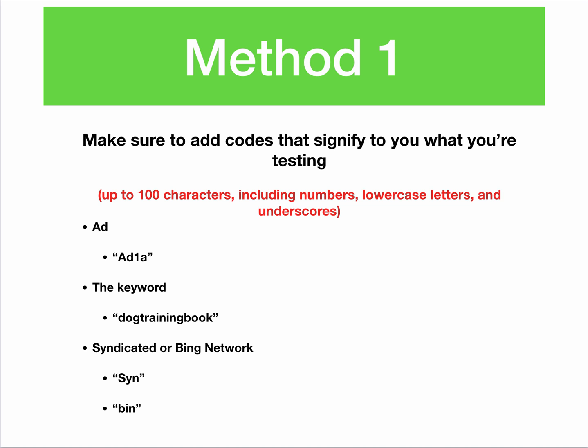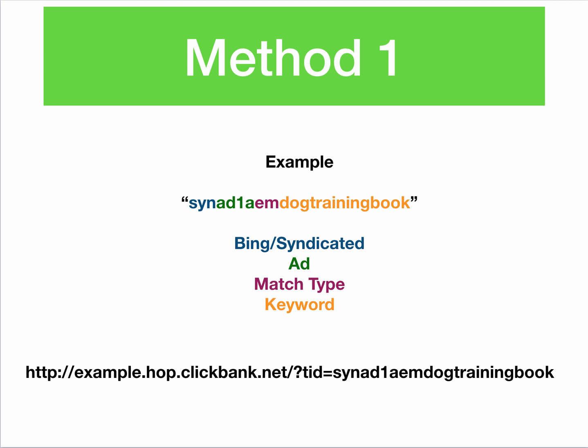So a few tips here. Make sure to add codes that signify to you what you're testing. You can use up to 100 characters, including numbers, lowercase letters, and underscores in the tracking ID. So take advantage of that. Things you might want to test and keep track of are the ad that you're testing, the keyword, or if you've ever seen any of my other videos about Bing, you know I'm really big on separating syndicated and Bing traffic. If that doesn't mean anything to you, then go watch more videos. But you'll want to track that in the tracking ID as well.